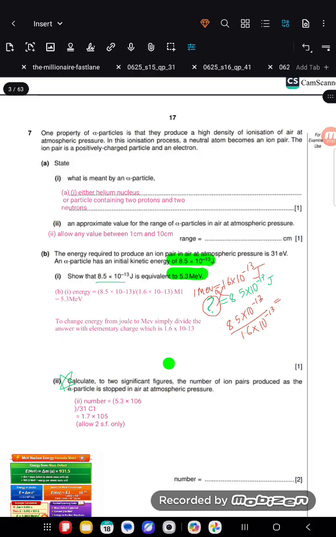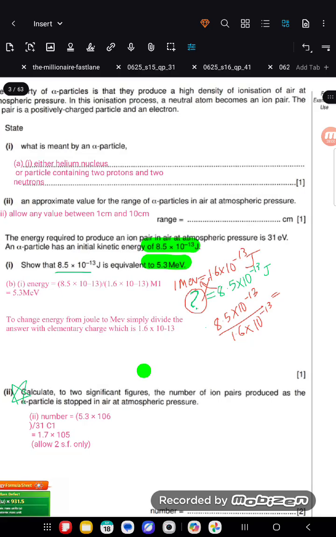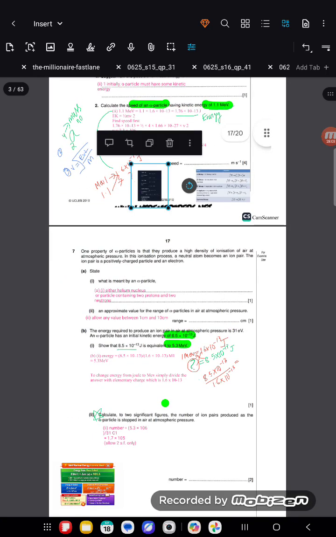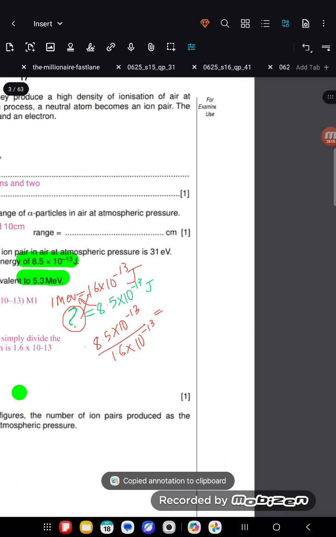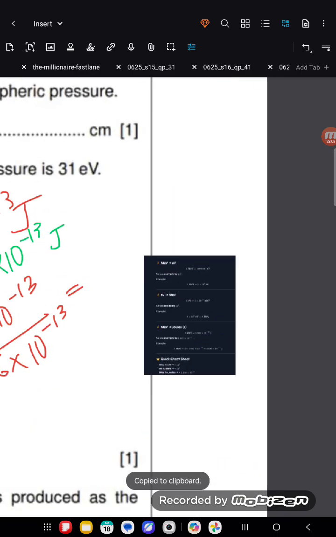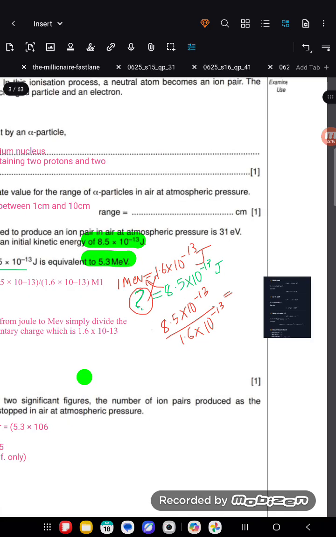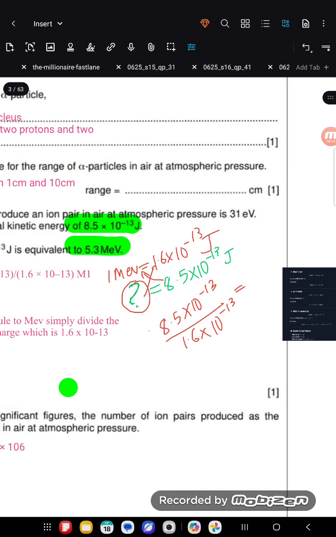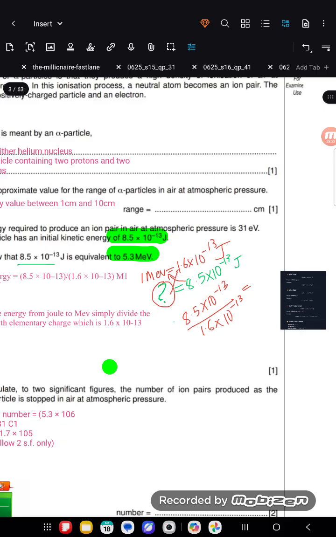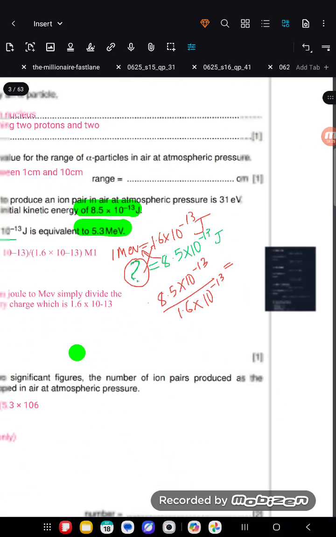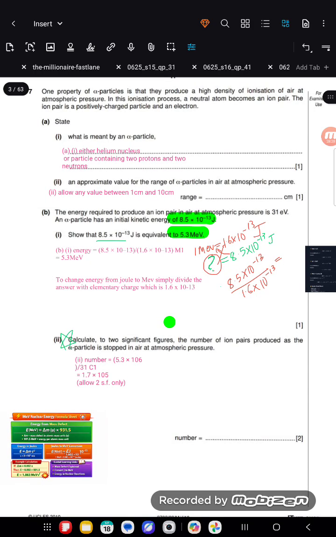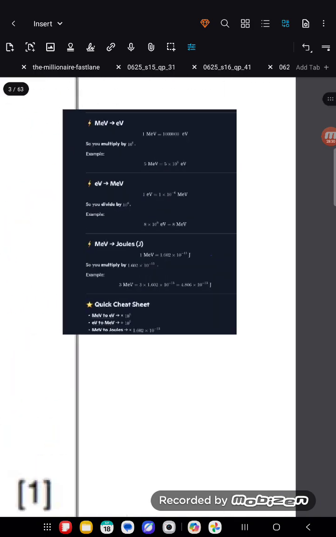And same for this, here they are asking to change this to mega electron volt, MeV for short. Same as this one, let me copy this and paste it here. So you know how to do this, right? We have to change this joule into mega electron volt. Simply 1 mega electron volt is 1.6 into 10 raised to minus 13 joule, and how much will be 8.5 into 10 raised to minus 13 joule? Cross multiply and you will get your answer. It's just 1 mark here.